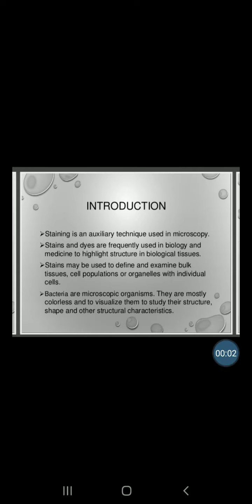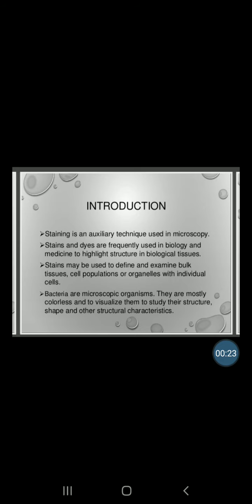Good afternoon, friends. In the last lecture, I discussed what staining is, what a stain is, and the different staining techniques, the overview about the different staining techniques.